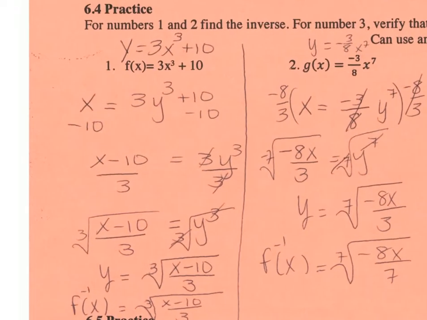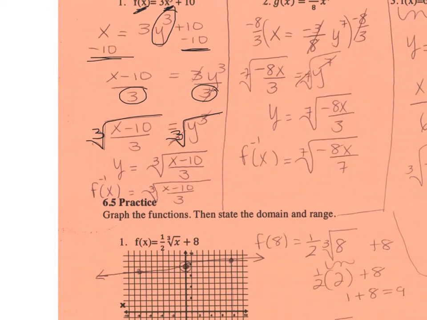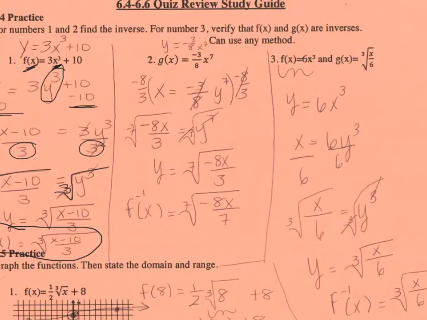So for the first one, to find the inverse, we swap x and y because we're interchanging input and output. Then we need to isolate y right here, so we subtract 10, and then we would divide by 3, and then we take the cube root of both sides, odd index, so no plus or minus. So our inverse is the cube root of (x minus 10) over 3.